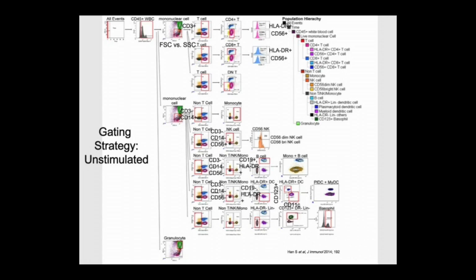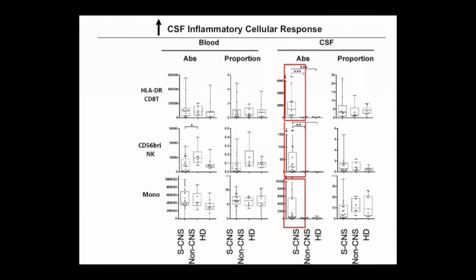And we developed, with a 12-color flow, a very nice panel to look at the cellular response here. And what we found was this. I'm not going to go through all of those cells, that would put you all to sleep. But just looking at some examples, HLA-DR is a marker of activation of CD8 cells. And what we saw here was that in the CSF of patients with the CNS disease, they had a markedly increased activation of their CD8 cells, CD4 cells as well.